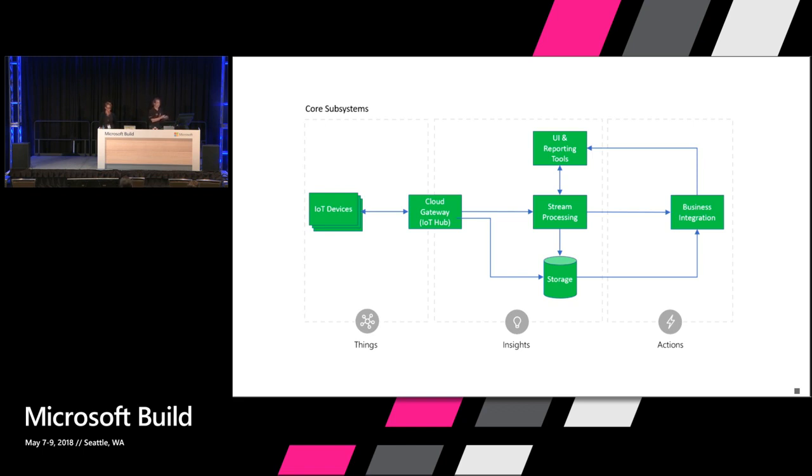They all have devices. They're all sending data to some cloud gateway. Some kind of stream processing or rules evaluation is being executed on top of that data. The data is stored. There's some kind of business integration. This could be as simple as, let me see the data. I want to visualize it. It could be much more complex. It could be integration with CRM.